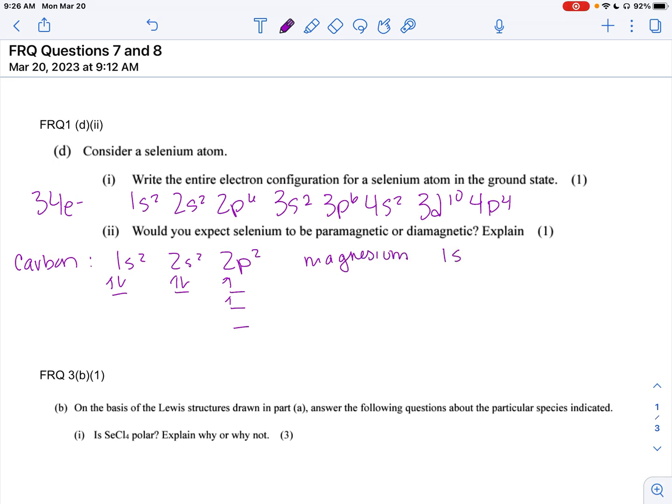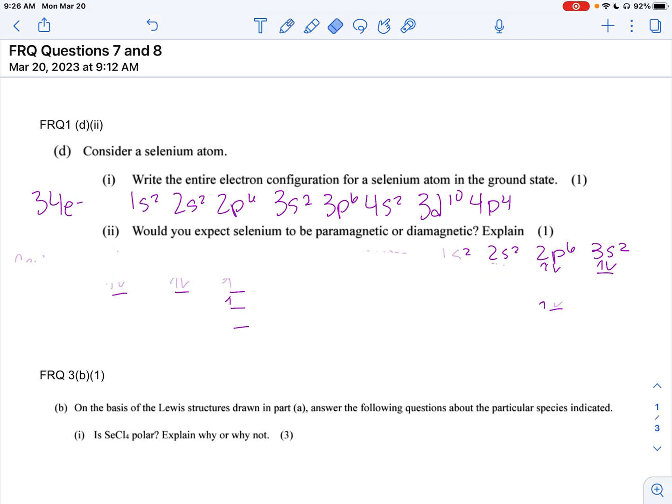Magnesium, they are all paired. Okay, so that is diamagnetic. They are all paired. The reason I picked magnesium is because it is not a full outer shell. It's not like the three is full, okay? It's not a noble gas, but it's still diamagnetic because all of the electrons are paired, okay? But in carbon, they are not.